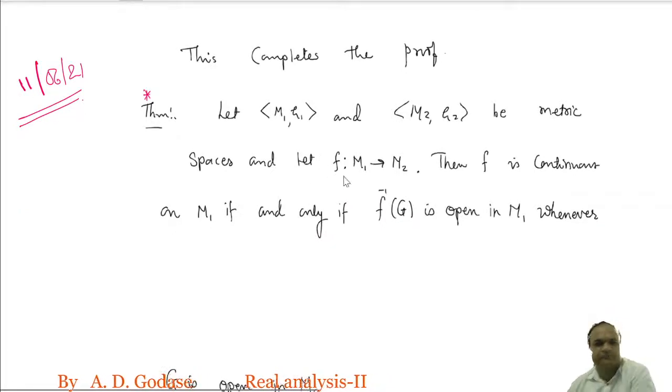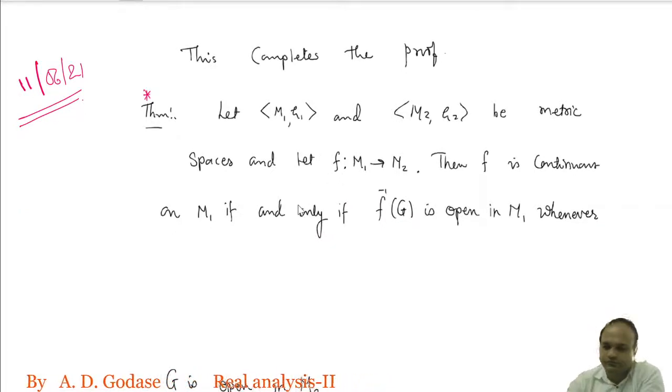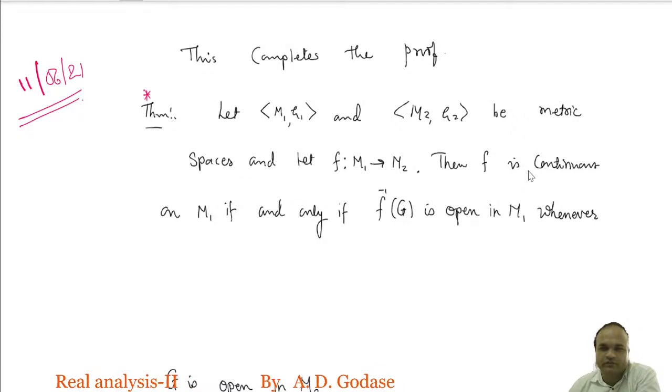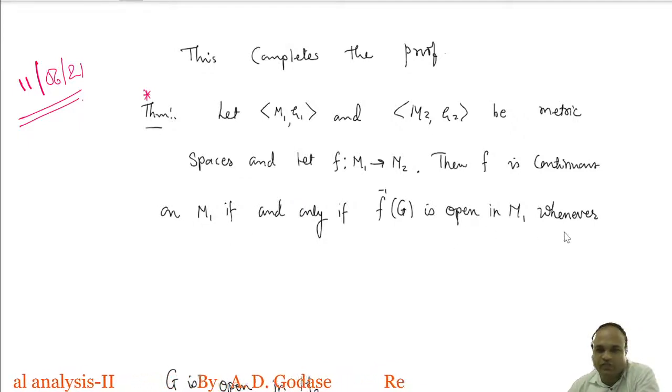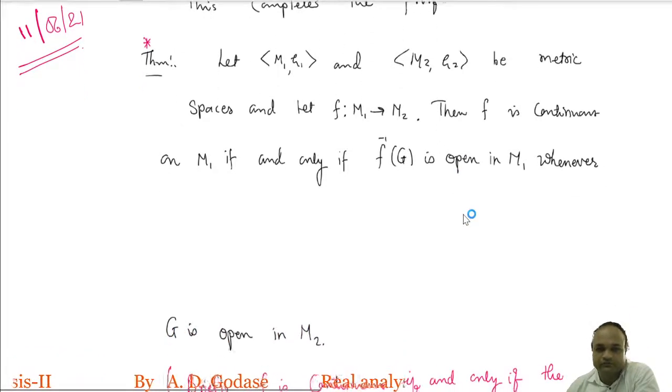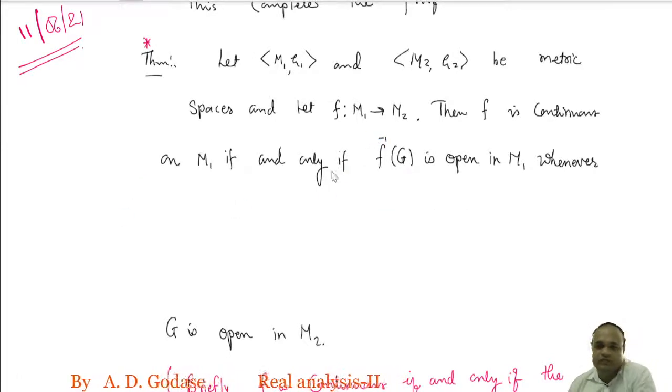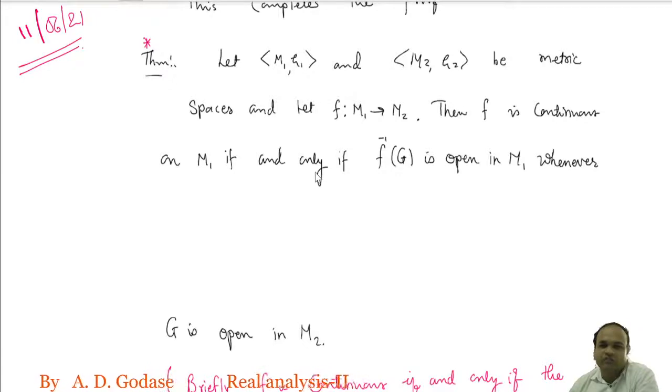So next theorem. Let's suppose (M1, ρ1) and (M2, ρ2) are two metric spaces, and F is a mapping from M1 to M2. Then F is continuous on M1 if and only if the inverse image of G is open in M1 whenever G is open in M2. So this will be an alternate definition for continuity, or a continuous function, on a metric space.